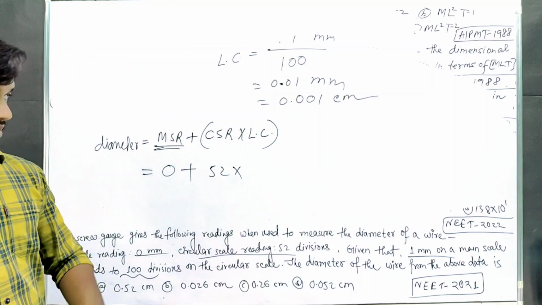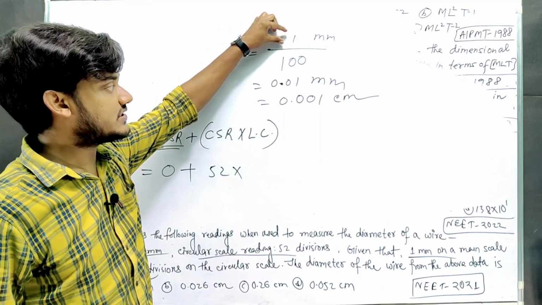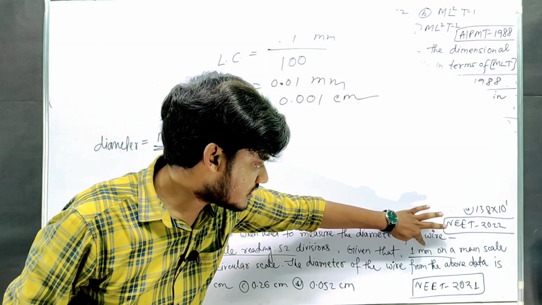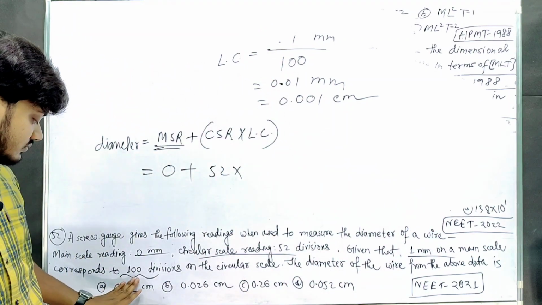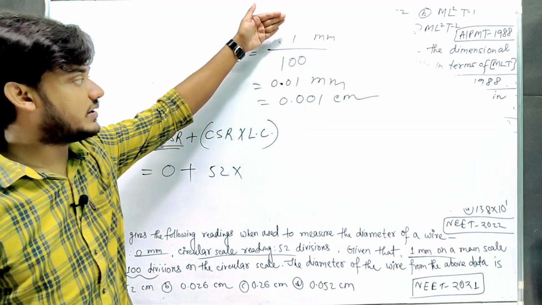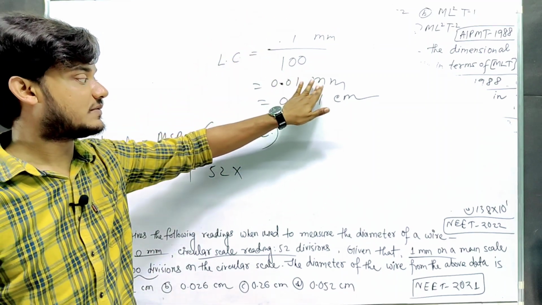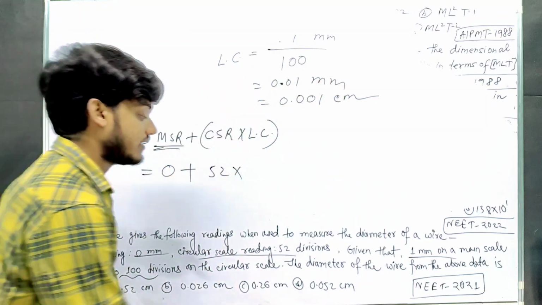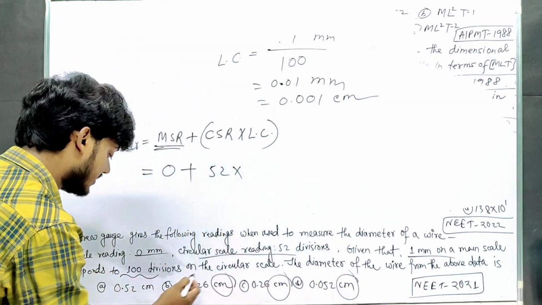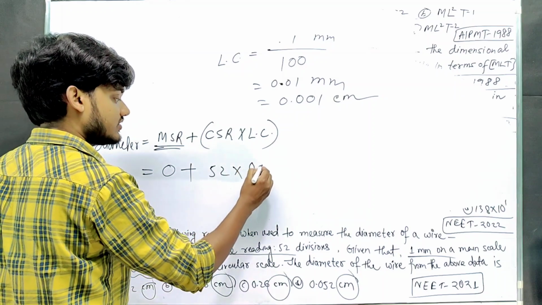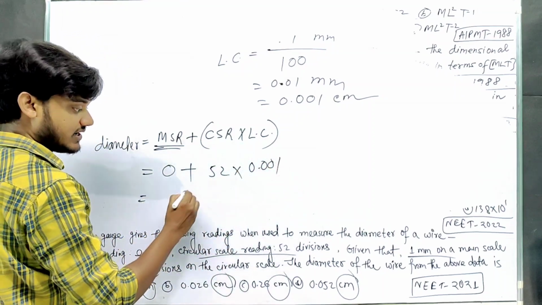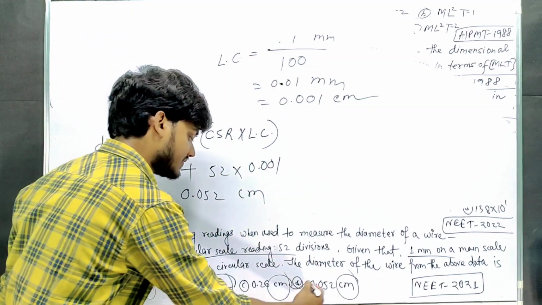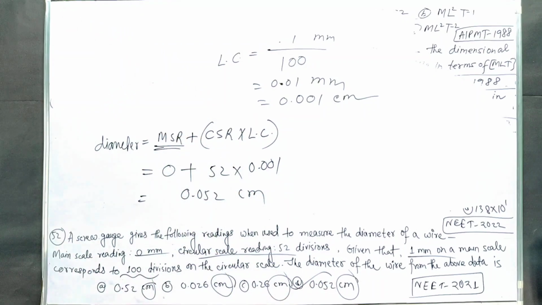Okay, least count is screw pitch by number of divisions in circular scale. 1 millimeter by 100 divisions, 0.01 millimeter. Divide by 10 to convert into centimeter, because we have the answer options in centimeter unit. So put 0.001, so we can write it 0.052 centimeter. This is the answer, 0.052 centimeter. Option D is the correct answer.